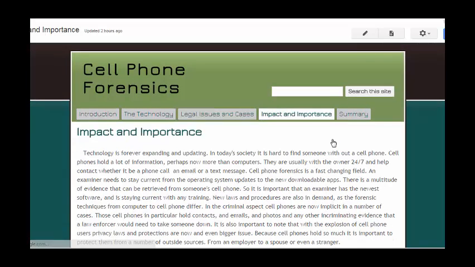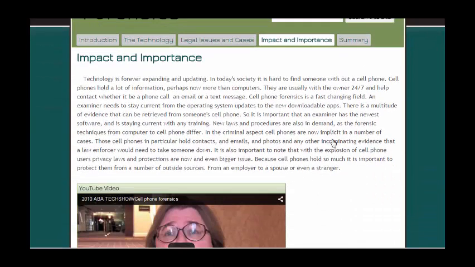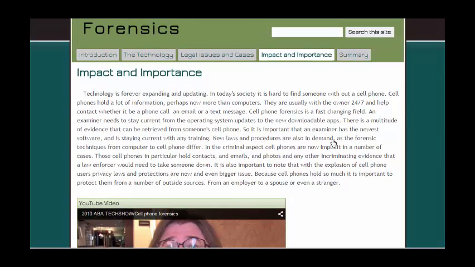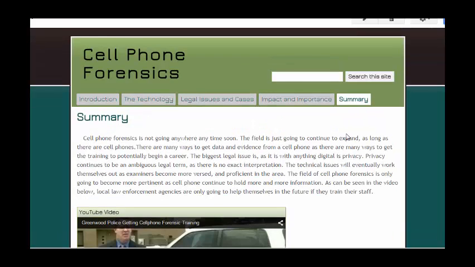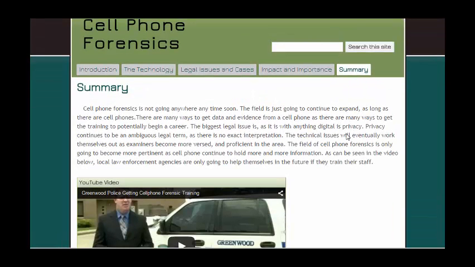Also, the impact and the importance of this is that this is a very big, expanding field, and cell phones are part of everyday life in our society, and they're always going to be there. And in summary, again, cell phone forensics is only going to get bigger. There are going to be more legal issues. There's also going to be new laws that are going to have to be written, and there's going to be newer interpretations.